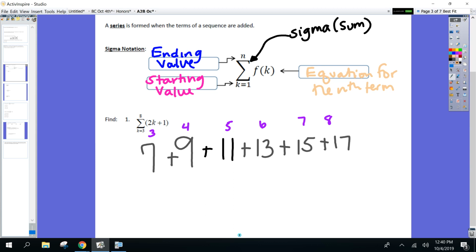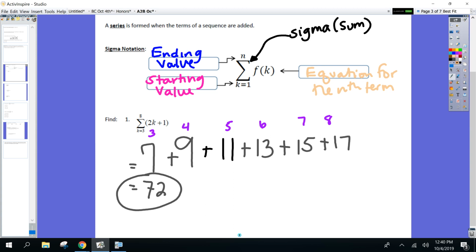All right, what is the sum of this sequence? That's going to be my final answer. It's going to end up being 72. Yep, and that is the answer I'm looking for. That is the sum of this sequence. Everyone okay?